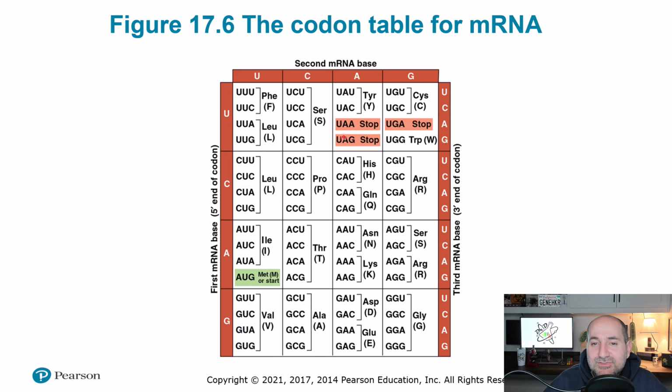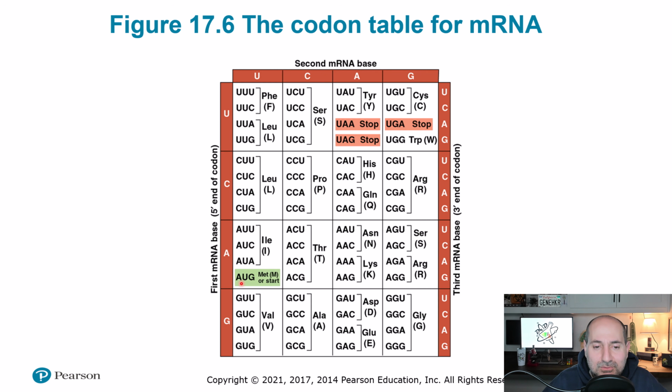Until it encounters any one of these 3 stop codons, at which point it knows it's completed its task. It's strung enough amino acids together. And most proteins are pretty long, actually. Most proteins could be hundreds of amino acids long, right?